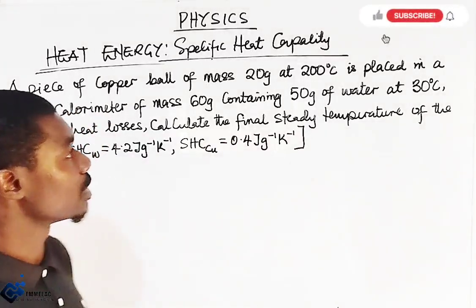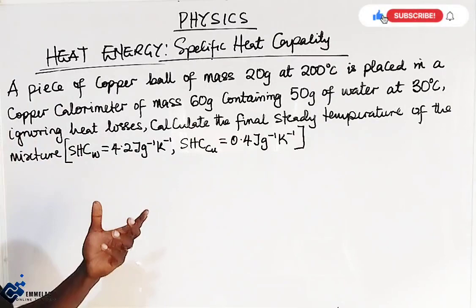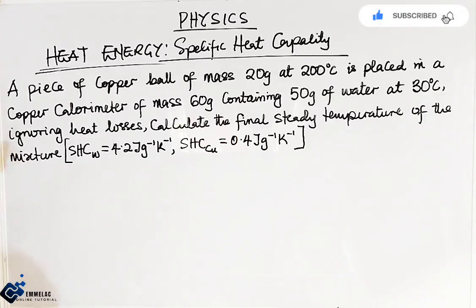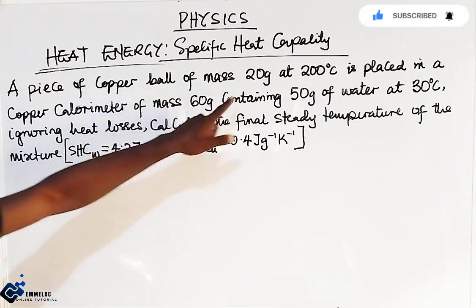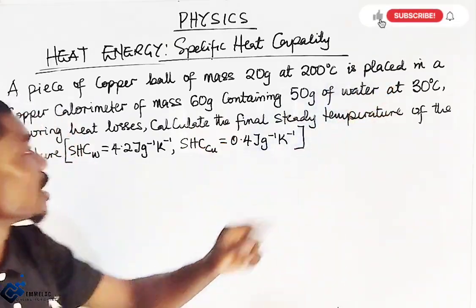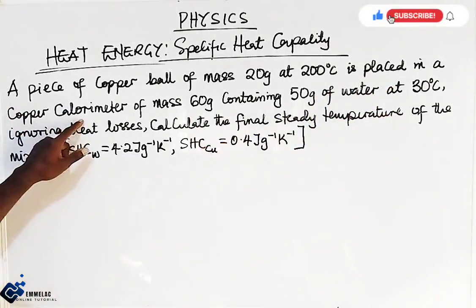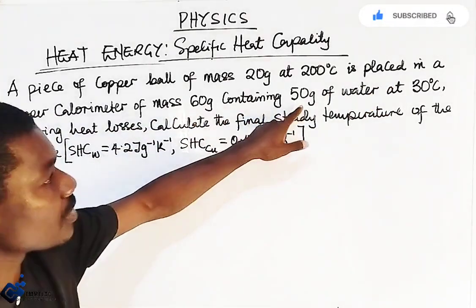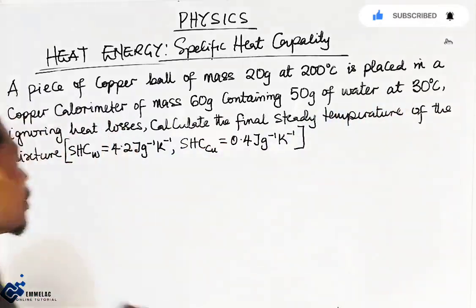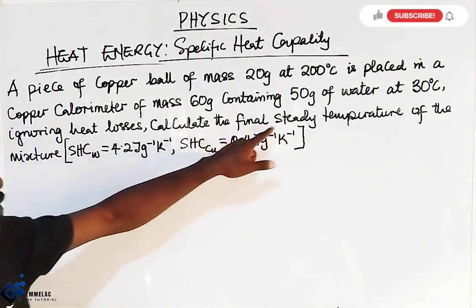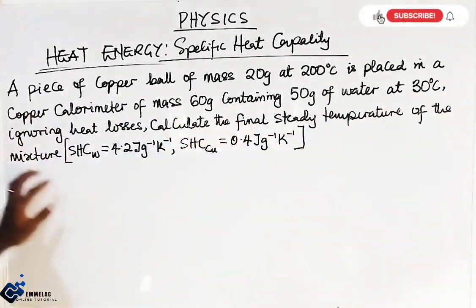Alright, before us today is still this topic, specific heat capacity, and we're looking at this question. A piece of copper ball of mass 20 gram at 200 degrees Celsius is placed in a copper calorimeter of mass 60 gram containing 50 gram of water at 30 degrees Celsius. Ignoring heat losses, calculate the final steady temperature of the mixture.